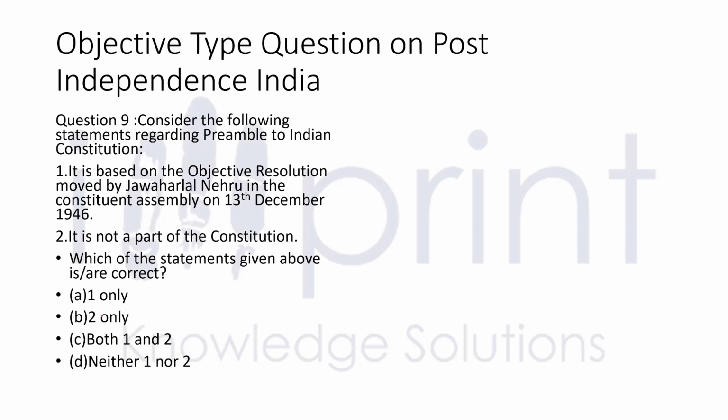Consider the following statements regarding the preamble to the Indian Constitution. One: it is based on the objective resolution moved by Jawaharlal Nehru in the Constituent Assembly on 13 December 1946. Two: it is not a part of the Constitution. Which of the following statements are correct? A, one only; B, two only; C, both one and two; D, neither of them. Now, I would say this is a very difficult question because they have given you a date.